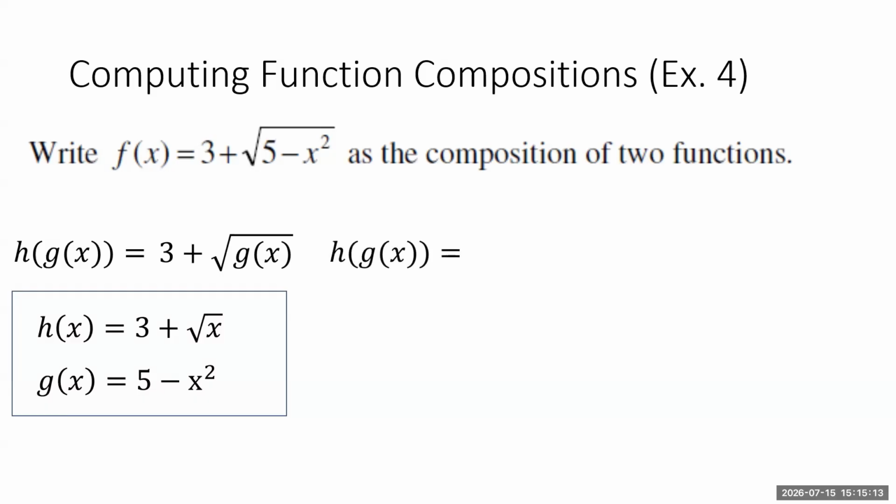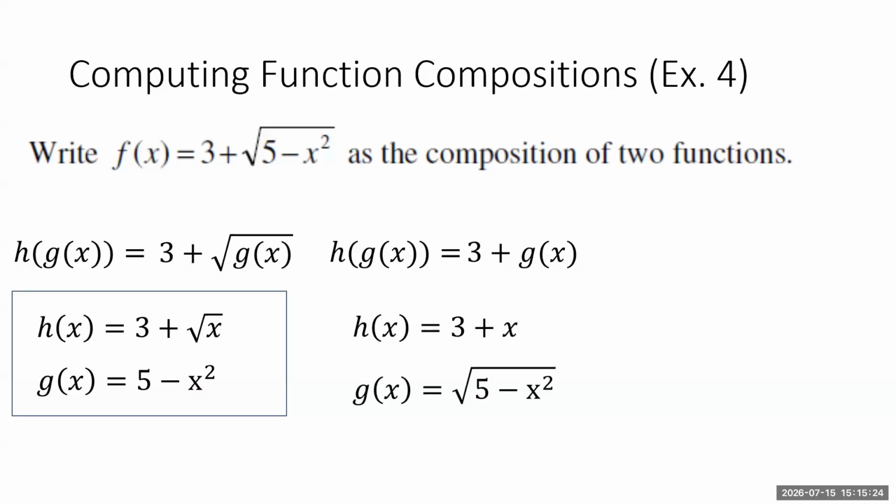We could also think of h of g of x as 3 plus g of x. In this particular case, we're saying that h of x is 3 plus x, and g of x is the square root of 5 minus x squared. This is a correct solution. While distinct from the first, we will put a box around this.